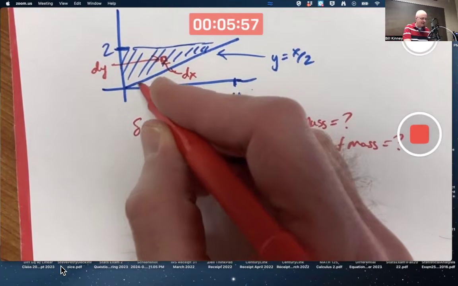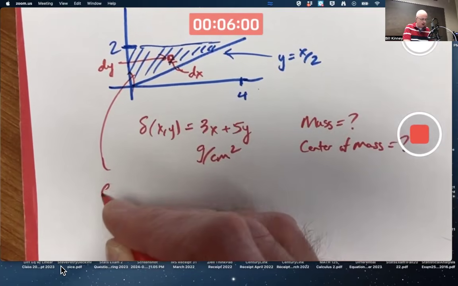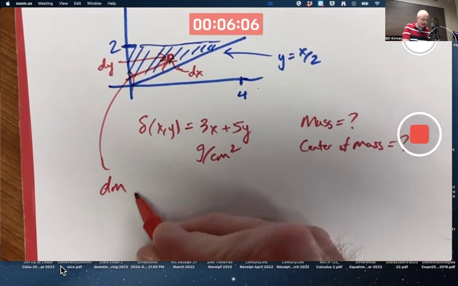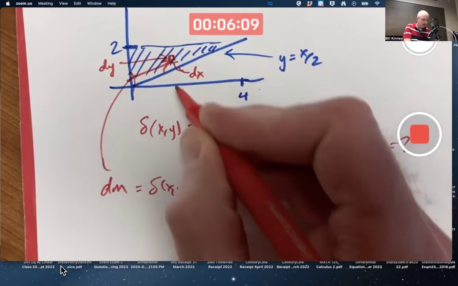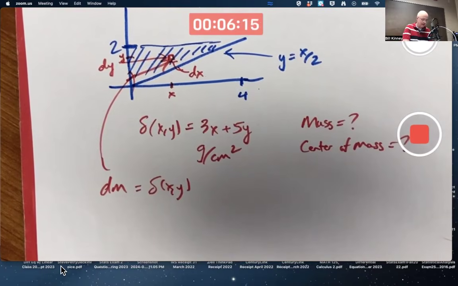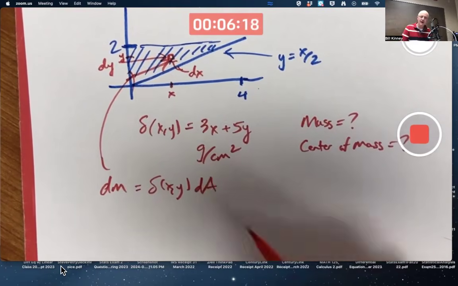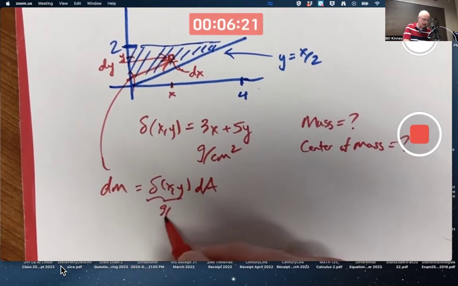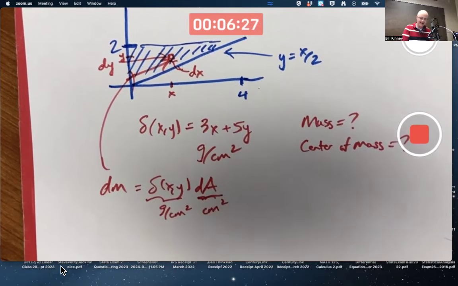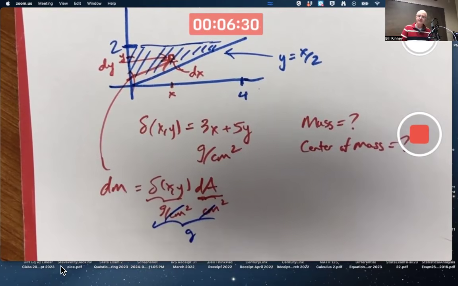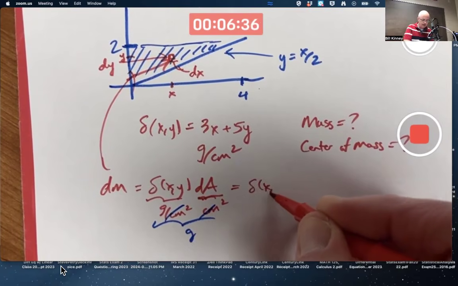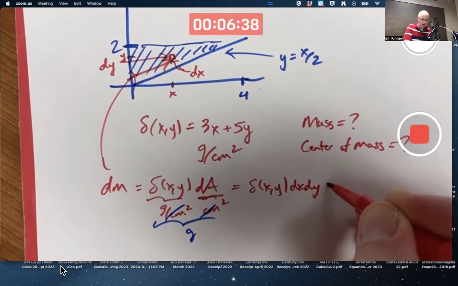Intuitively, you would think of the mass of this thing, the small mass of that little tiny chunk there, as being the mass density at that point. Effectively, that chunk is at coordinates x and y, times the small area of the chunk. This would be in grams per square centimeter, and this would be a tiny area in square centimeters, giving you a mass in grams. But then that area could be broken down into the product of two lengths, either dx dy or dy dx.